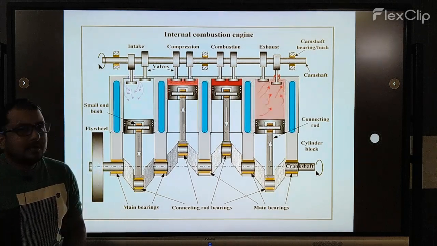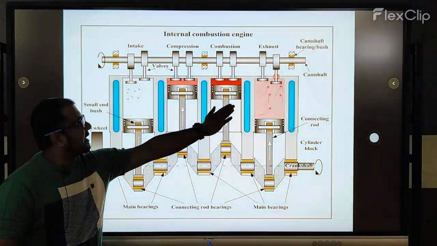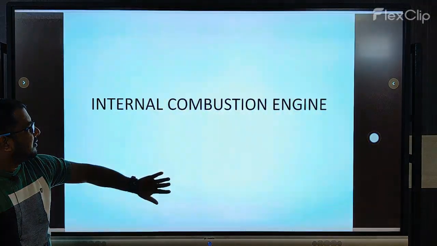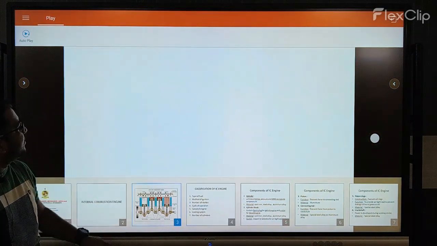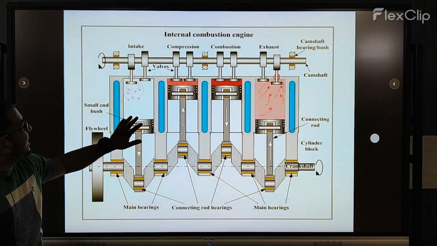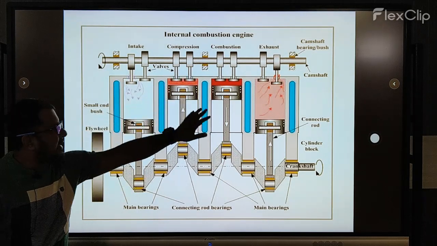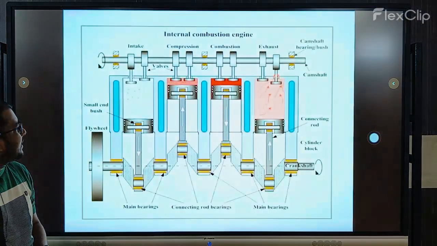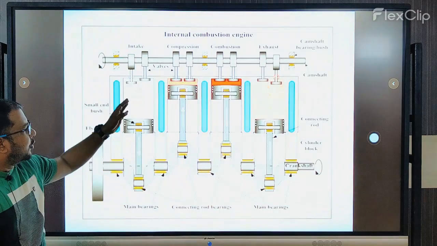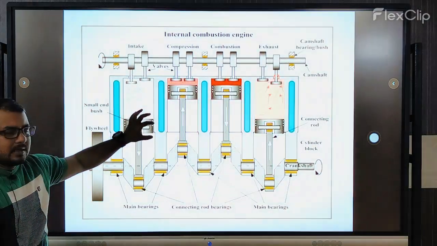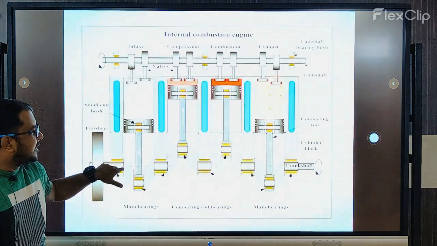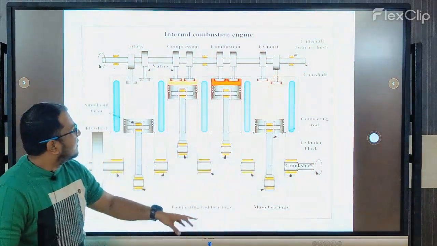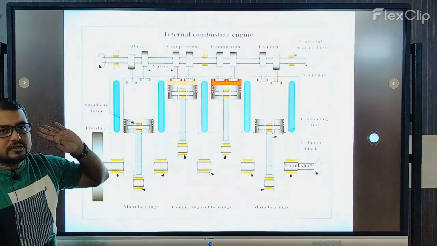So here we are seeing a 4-cylinder arrangement. These cylinders contain a bore, this one is the piston, and this one is the connecting rod, which connects the piston to the crankshaft. There are 2 valves, intake and exhaust valves.